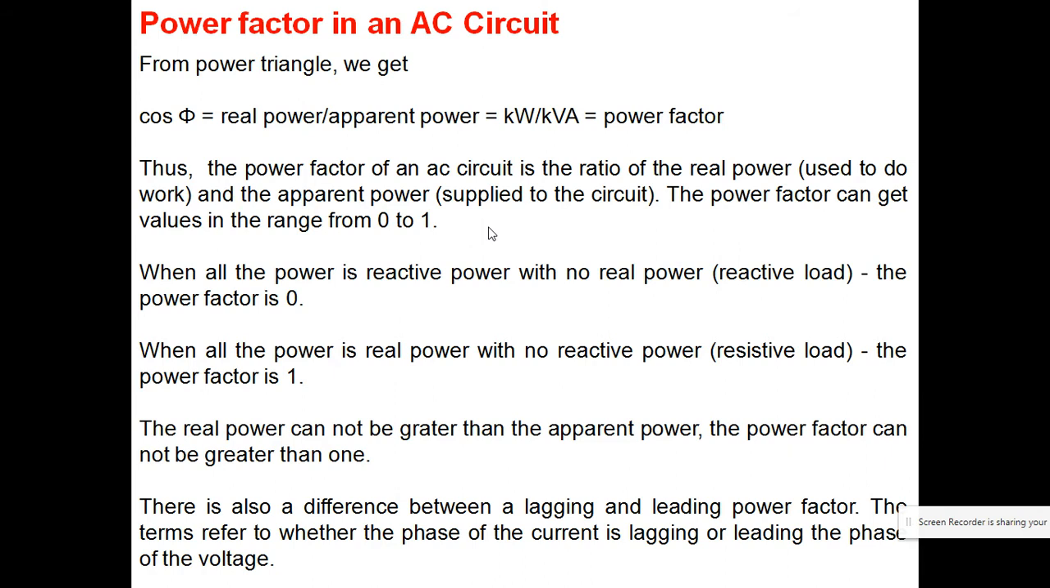When all power is reactive power with no real power, it means we have a reactive load. In this case, the power factor becomes 0. And when all power is real power with no reactive power, it means we have a resistive load, and in that condition the power factor becomes 1. So 1 is the ideal condition. The real power cannot be greater than the apparent power, and that's why the power factor can never be more than 1.